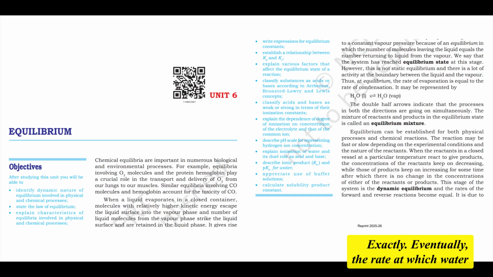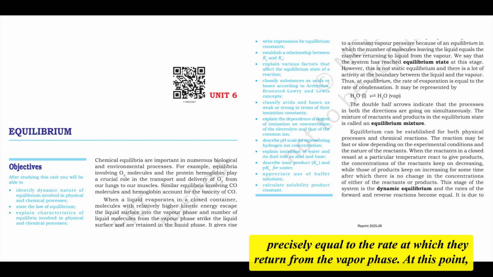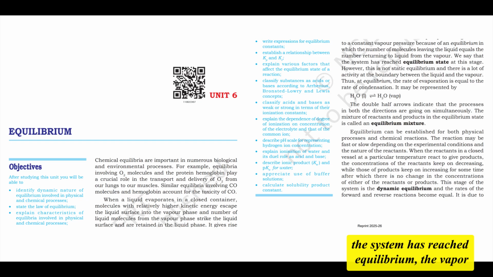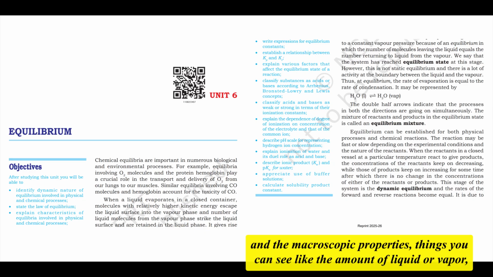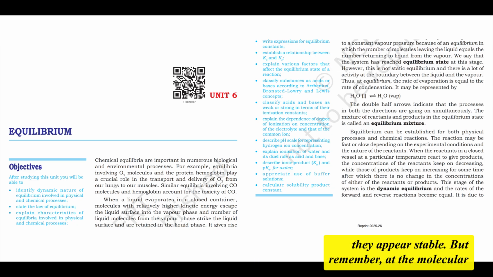Eventually, the rate at which water molecules leave the liquid phase becomes precisely equal to the rate at which they return from the vapor phase. At this point, the system has reached equilibrium, the vapor pressure inside the container becomes constant, and the macroscopic properties, things you can see like the amount of liquid or vapor, they appear stable. But remember, at the molecular level, evaporation and condensation are still furiously happening. They're just balancing each other out perfectly.